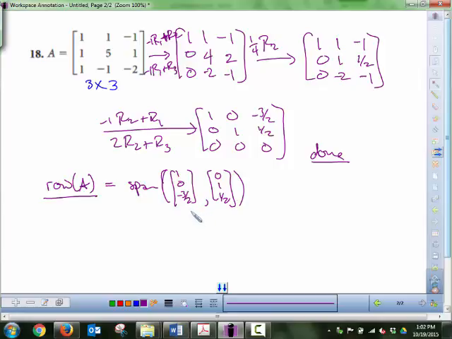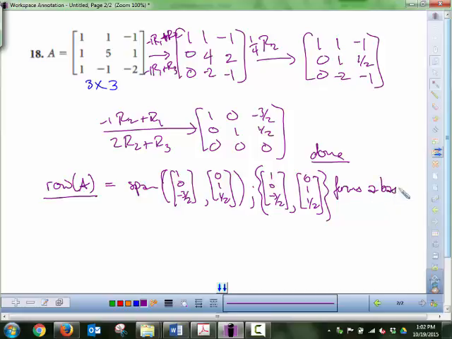And this, (1, 0, -3/2) together with (0, 1, 1/2), if I put the fancy curly brackets around it, this is my basis.